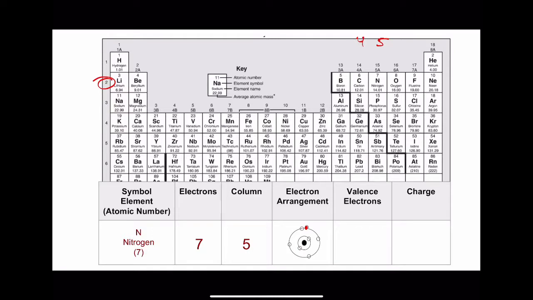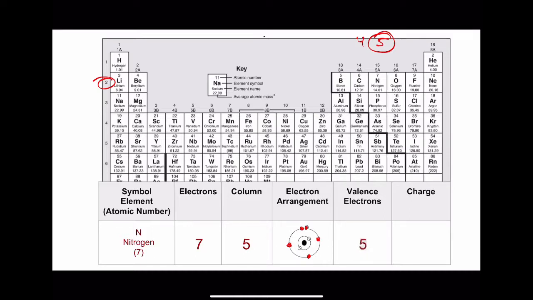So the number of valence electrons can be calculated in 2 ways. We can take the total number of electrons and subtract the ones on the inner shell. So we had a total of 7. Subtracting just what's on the inner shell gives us 5 left over. We can set up the arrangement and count the total number of outer shell electrons, which is 5, or we can just look at the group number or the column number. And this is also 5. So we have 5 valence electrons.